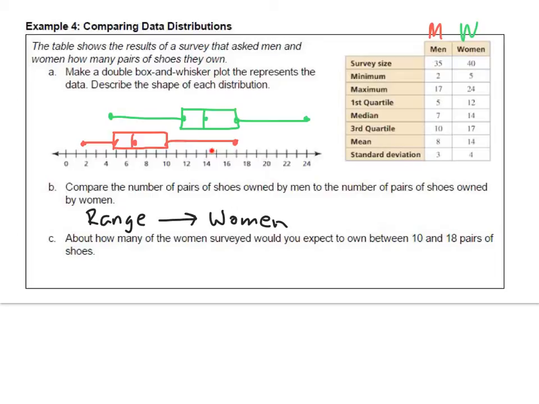This whisker is a little bit longer. This area is a little bit closer. This one's a little more spread out. So that means here the males are skewed right, which means we might have a guy that owns a bunch of shoes. Maybe he has like 8 pairs of the same Jordans. Who knows? Okay, but he's got a lot of shoes.